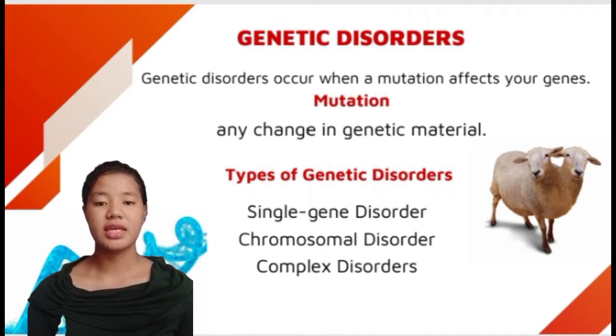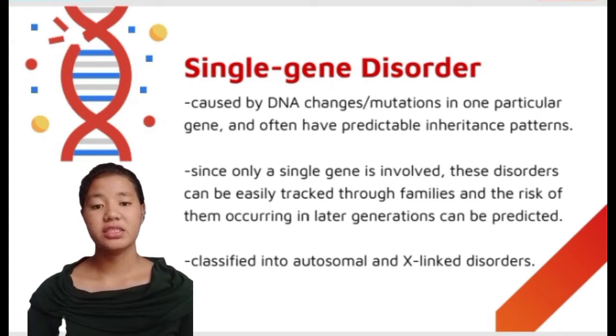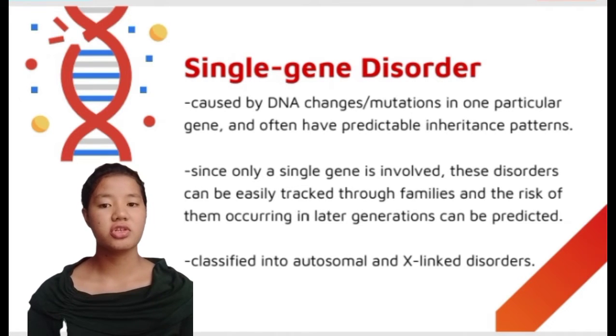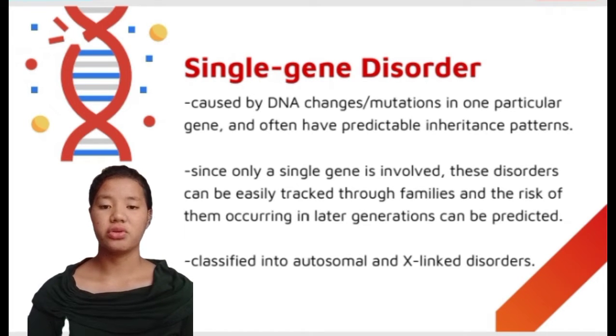And these are the types of genetic disorders: single gene disorder, chromosomal disorder, and complex disorders. A single gene disorder is caused by DNA changes or mutation in one particular gene and often has predictable inheritance patterns. Since only a single gene is involved, these disorders can be easily tracked through families, and the risk of them occurring in later generations can be predicted. And these are classified into autosomal and X-linked disorders.